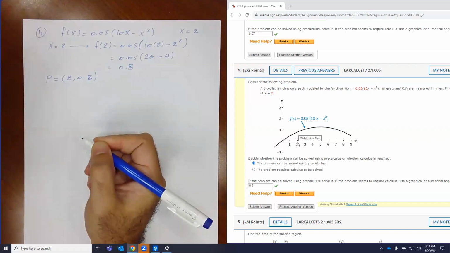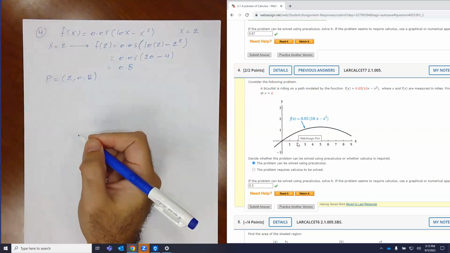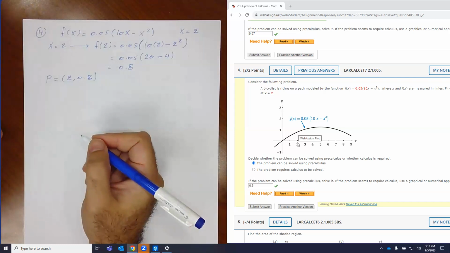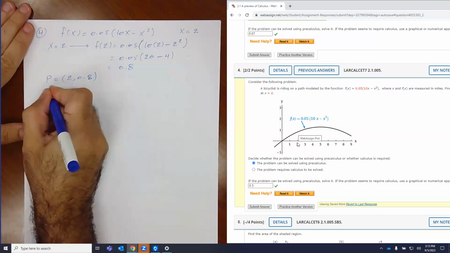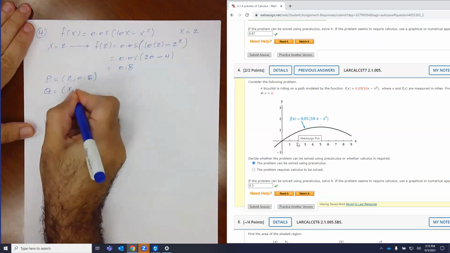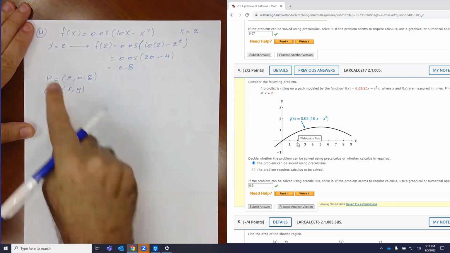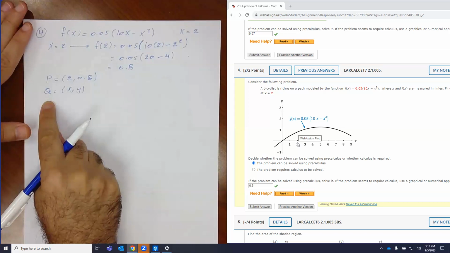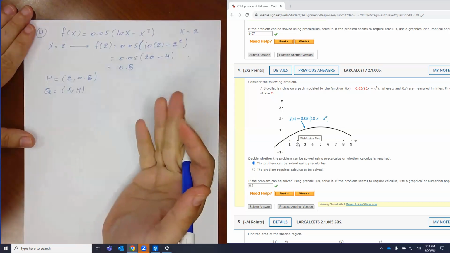Now again, I need to find the rate of change, which means the slope. I can't find the slope with 1 point. I need another point. So I'm going to assume that the other point is Q equal x, y. Now I have 2 points. I need to find the slope between these 2 points, that's the goal.